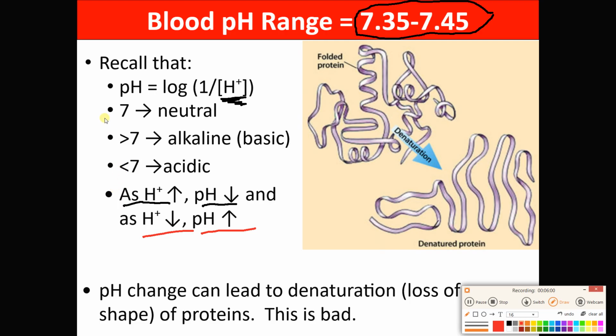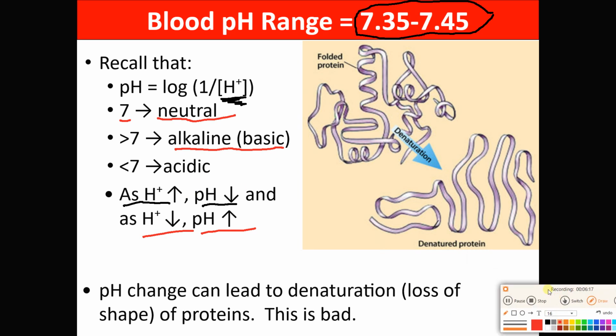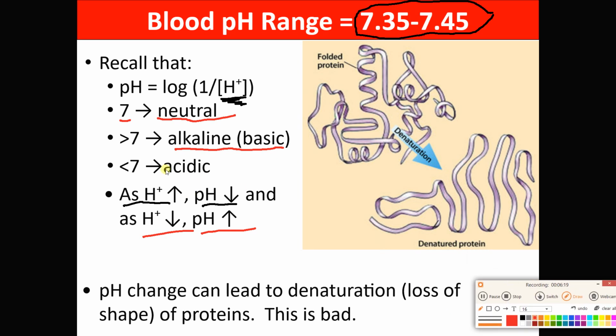Now, if you have a liquid with a pH of 7, like pure water, that is considered neutral. If the pH is greater than 7, then it is said to be alkaline or basic. So blood is slightly basic. Then lower than 7 is going to be acidic. Now, we don't want blood pH to change.